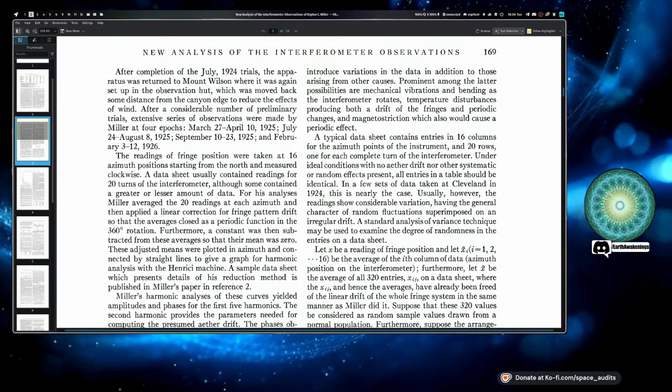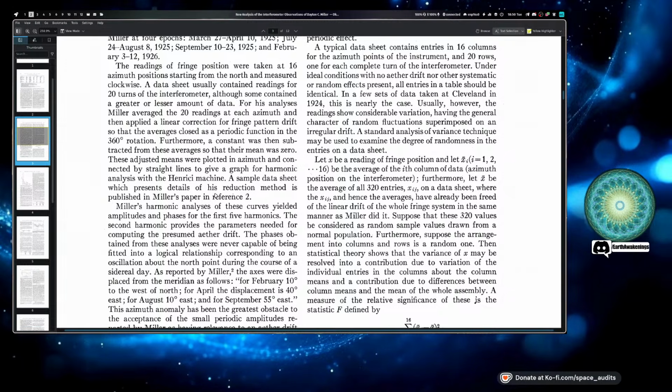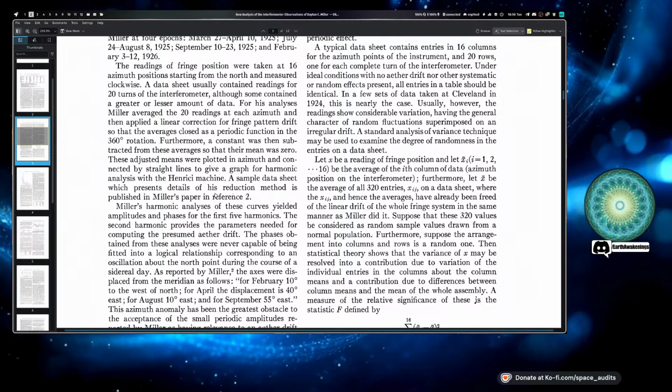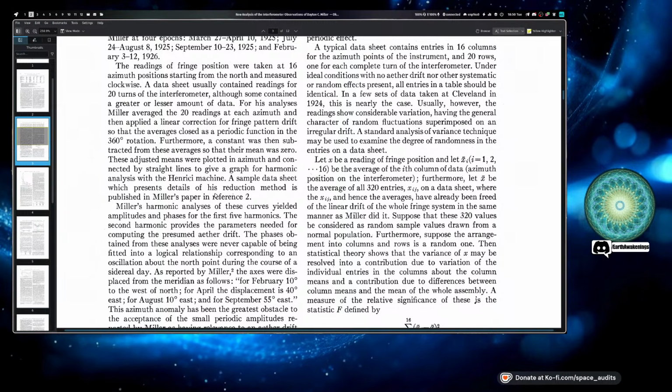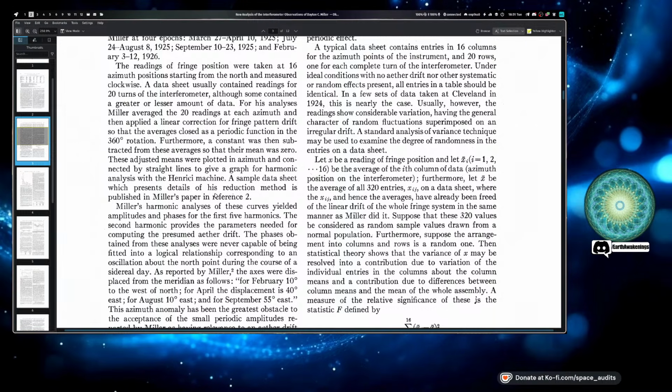A standard analysis of variance technique may be used to examine the degree of randomness in the data sheet. Let X be the fringe reading, and X bar i be the average of the ith column of data, the azimuth position of the interferometer. Furthermore, let X bar be the average of all 320 entries X sub ij on the data sheet, where X sub ij and hence the averages have already been freed from the linear drift through the whole fringe of the system in the same manner as Miller did.